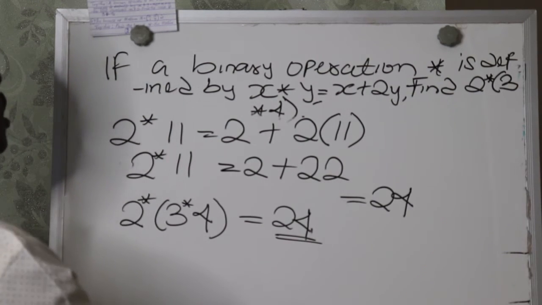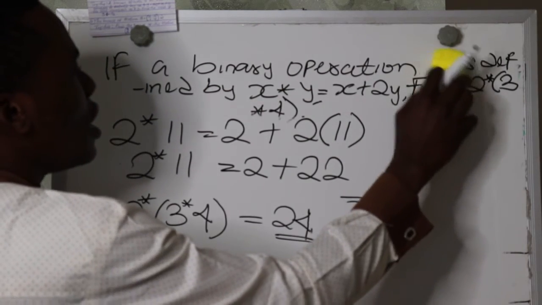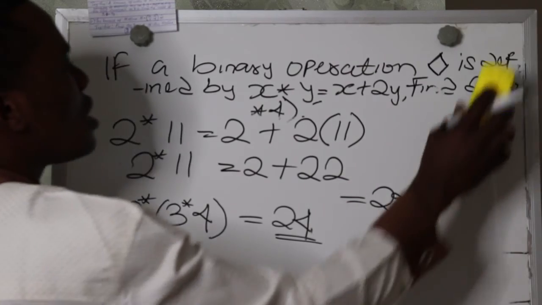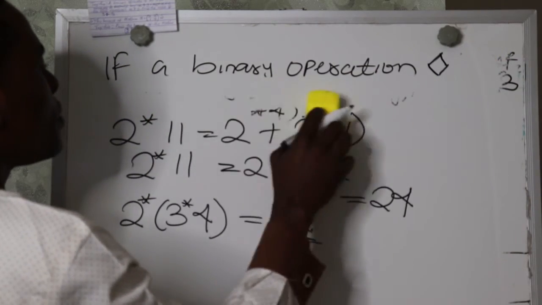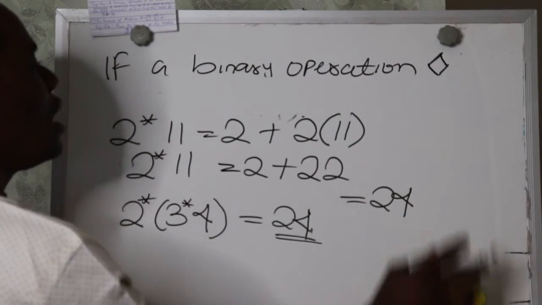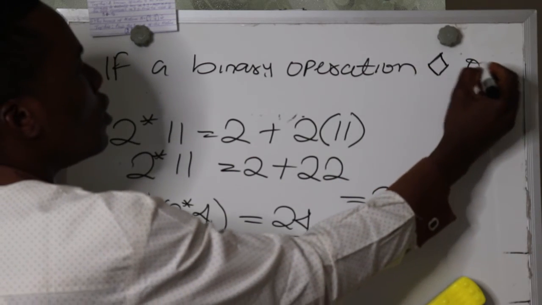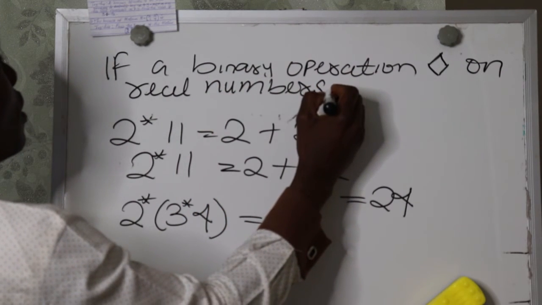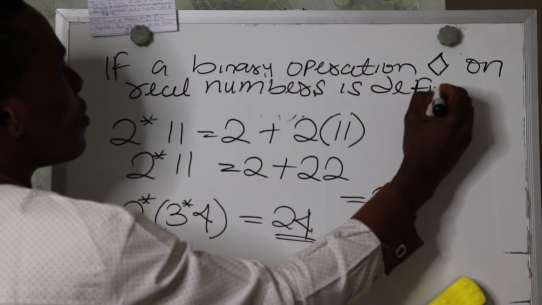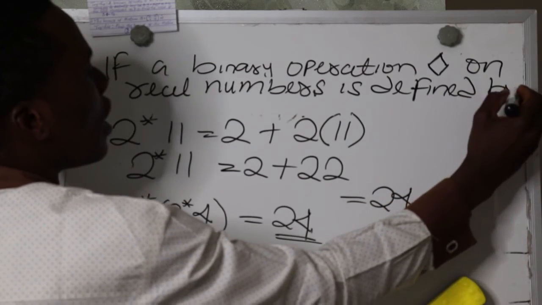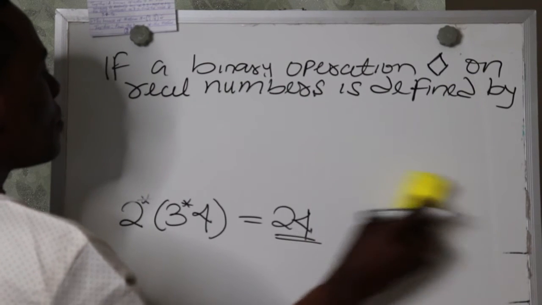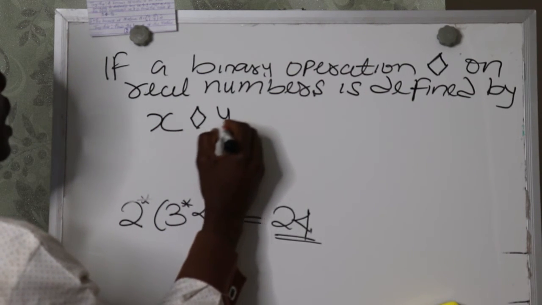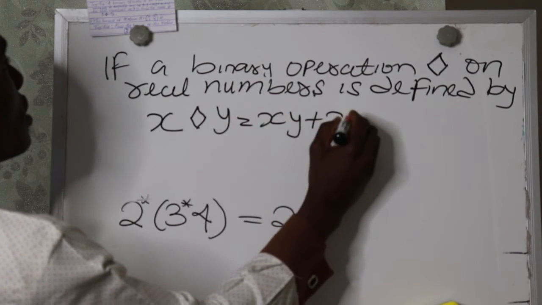Now look at this question. The question says a binary operation with this symbol on real numbers is defined by x with this symbol y equal to xy plus x plus what? y.